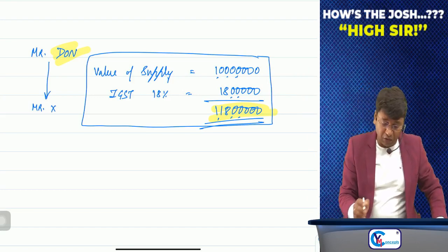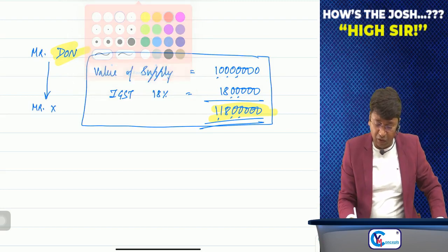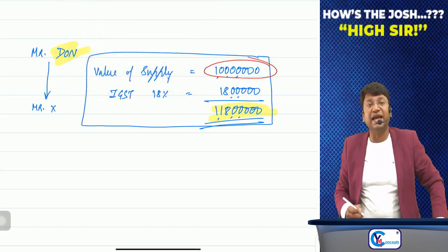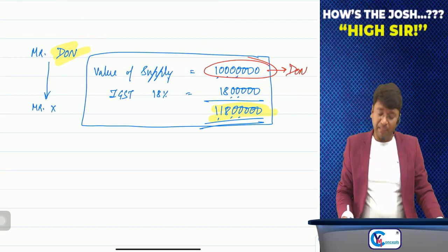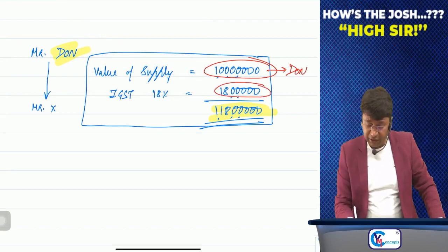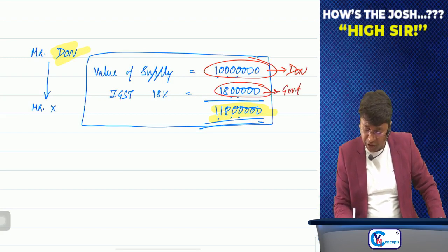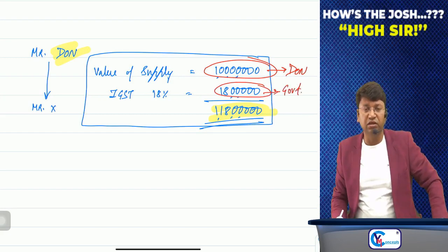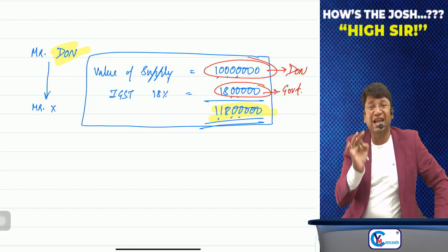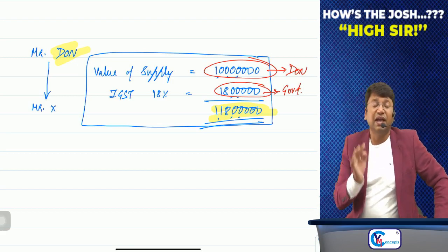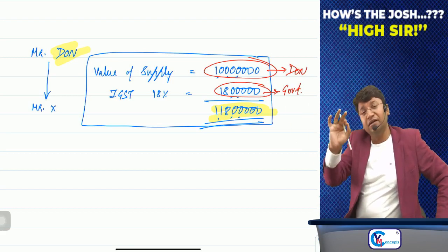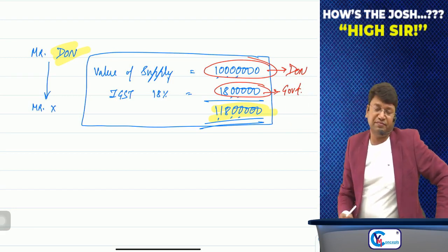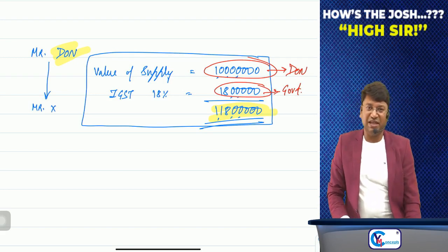In this case, what will happen now? Sir, Mr. Don will raise the invoice of only rupees 1 crore, and Mr. X will pay only rupees 1 crore to Mr. Don. And Mr. X, who is the recipient, will pay this rupees 18 lakh directly to the government, and not to Mr. Don. So here the recipient will be liable to pay tax to the government directly, and Mr. X will pay the entire 18 lakh to the government directly, and only rupees 1 crore to Don. So this is the example of why reverse charge mechanism was introduced.